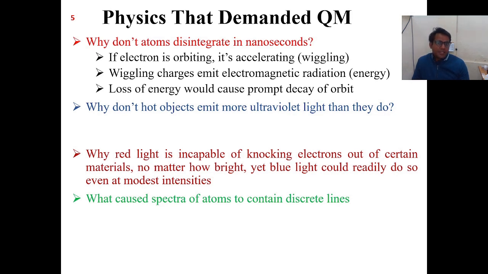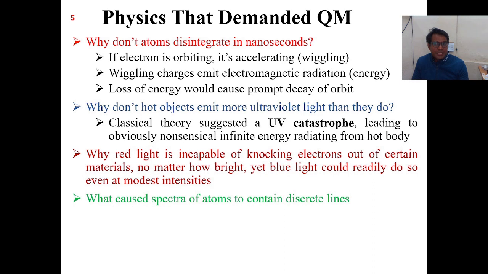Why don't hot objects emit more ultraviolet light than they do? Classically, it was supposed that when an object is heated to a certain temperature, it must release infinite energy in the ultraviolet region, which is also called the ultraviolet catastrophe. But this is not so. Every atom releases a maximum amount of energy at a maximum wavelength or frequency. No atom in this universe can release an infinite amount of energy at infinitely large or infinitely small frequency.